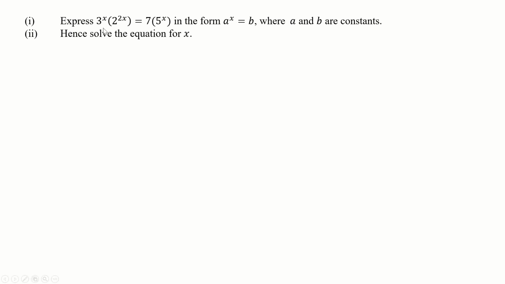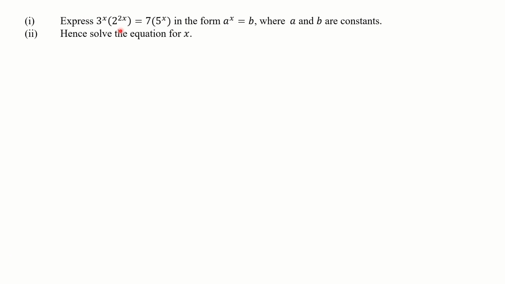This is the last question for this section that we'll be going through. Okay, so now let's read the question together. For part 1, we have to express 3 to the power of x times 2 to the power of 2x equals to 7 to the power of 5x.